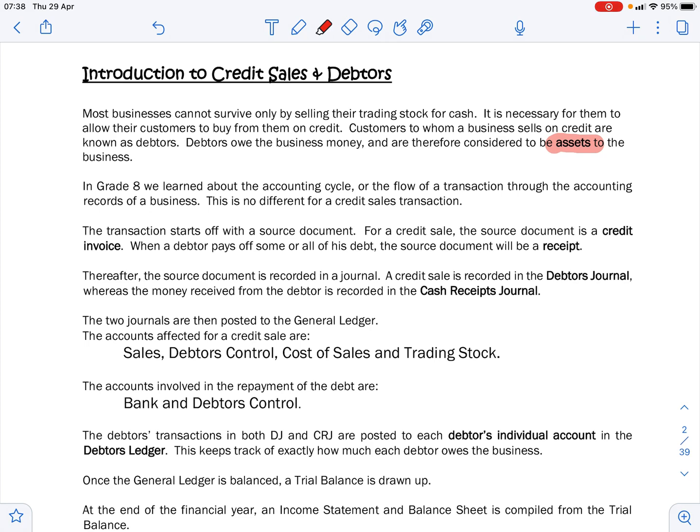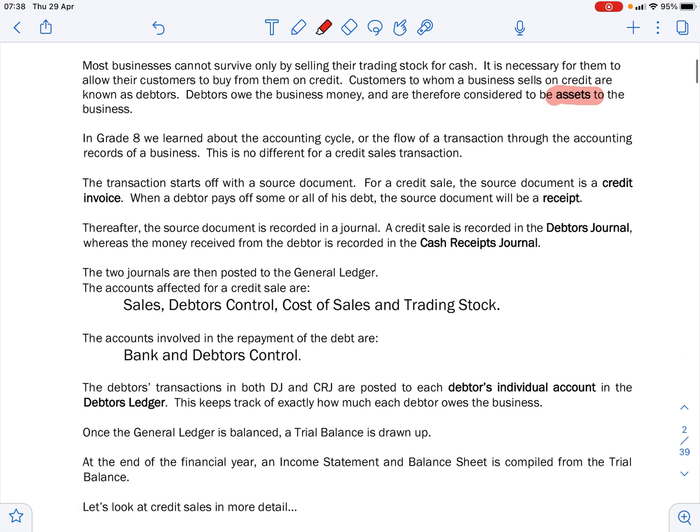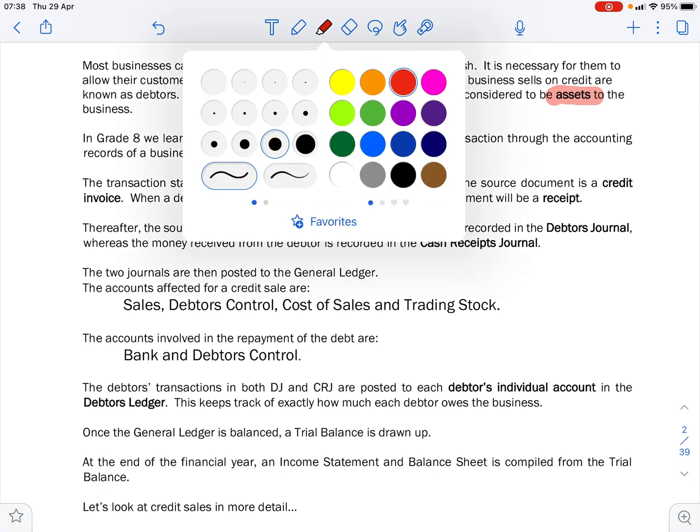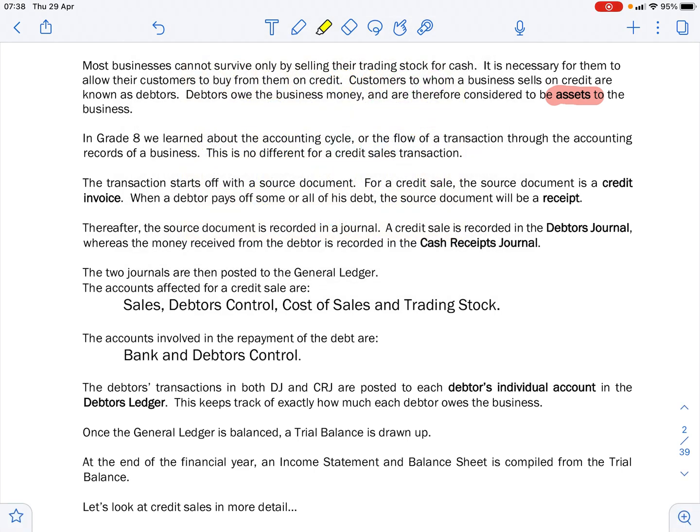Okay, so if we think about it, debtors control is a current asset. The second people owe us money, it is still our money, so it's an asset. Now, for a credit sale, we still follow the accounting cycle. Okay, so your transaction would take place. We then record it on a source document. Now, our source document that we use for a credit sale is called a credit invoice.